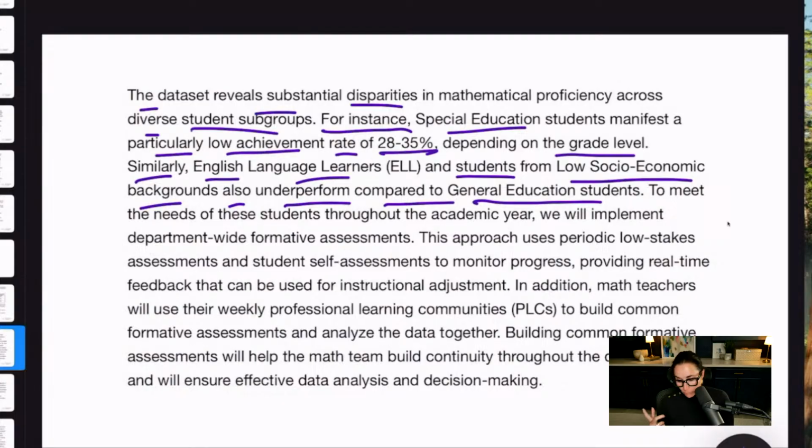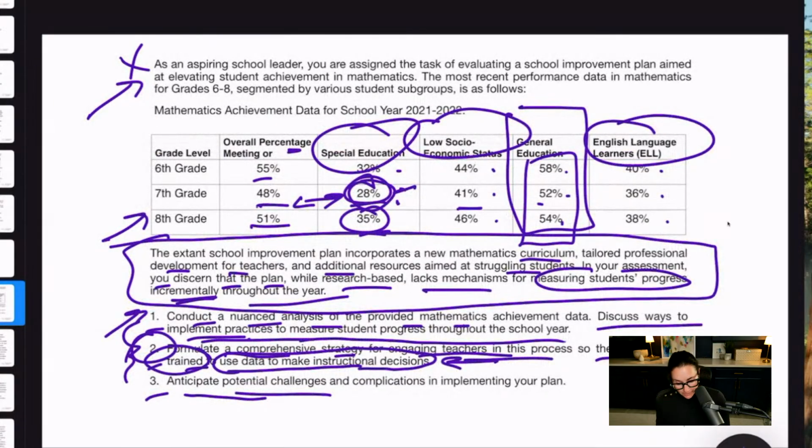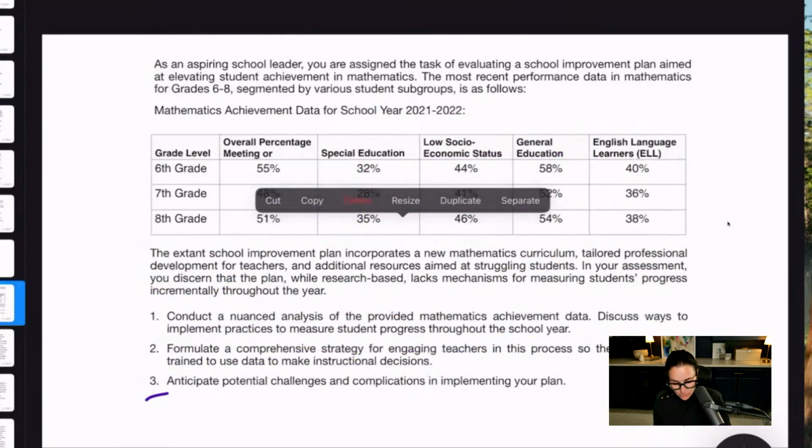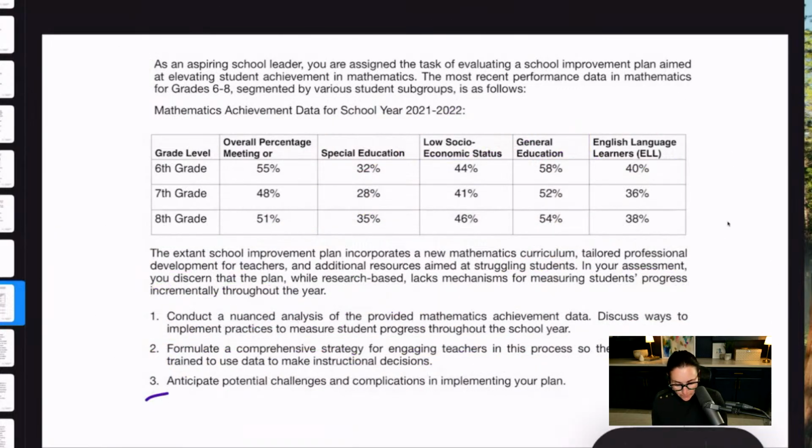Now, remember, I'm just doing this step by step, and I'm sorry. Let me erase some of this. I get a little carried away with the purple pen. Lo siento mucho. Hang on. Here we go. Okay.